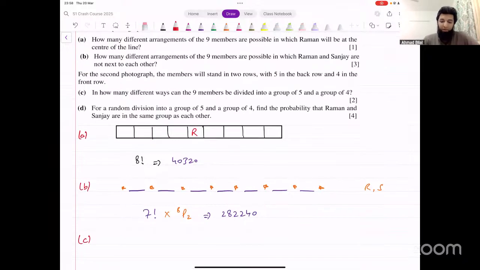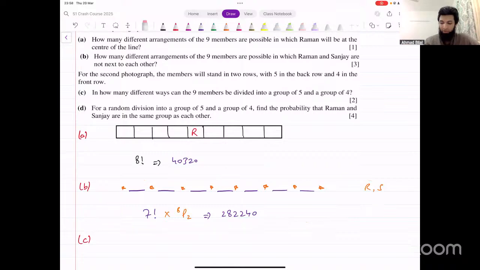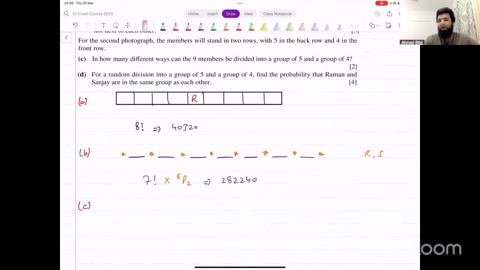For the second photograph, in this case you could also do total minus together. That will also work. For 2 objects, both methods work. For the second photograph, the members will stand in 2 rows with 5 in the back row and 4 in the front row. In how many different ways can the 9 members be divided into a group of 5 and a group of 4? Are we talking about permutation or a combination?